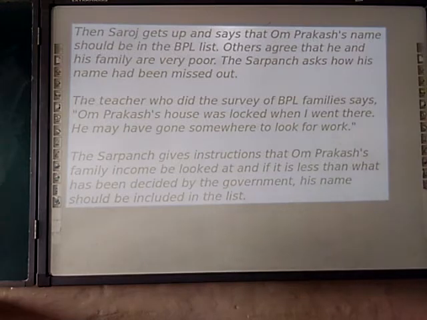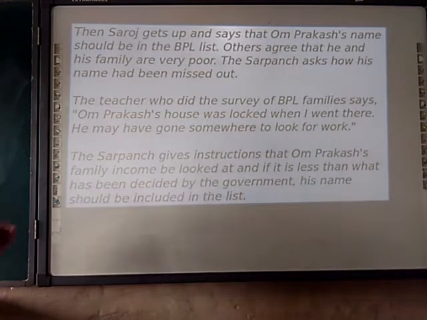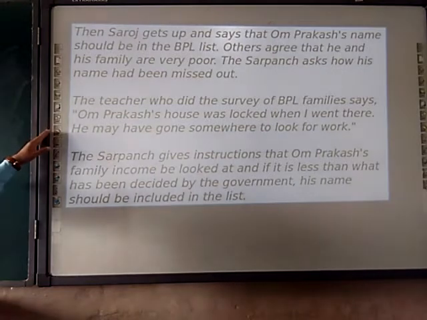Saroj gets up and says that Om Prakash's name should be in the BPL list. Others agree that he and his family are very poor. The Sarpanch asked how his name has been missed out.